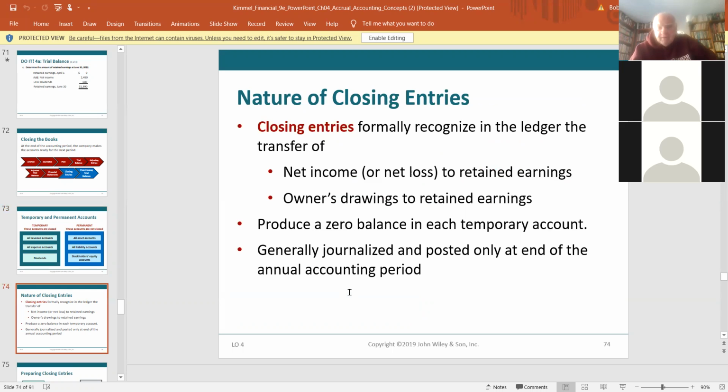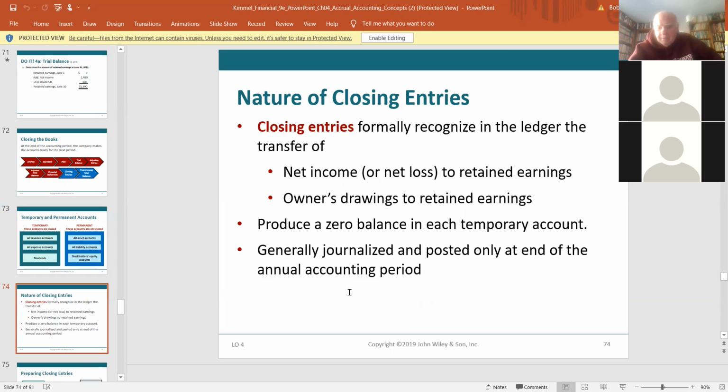Closing entries recognize in the ledger the transfer of the net income to retained earnings, owner's drawing to retained earnings if we had it, and the dividends to retained earnings. Where it says owner's drawings, they probably wanted to make that dividends. That's a little publisher's error.